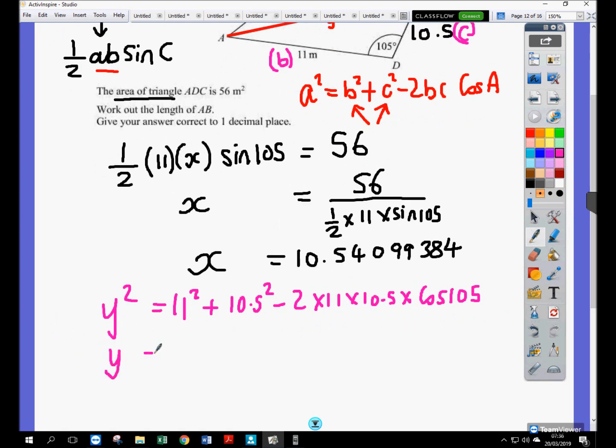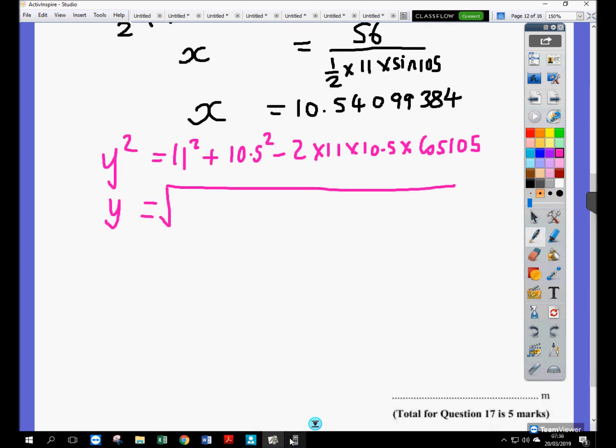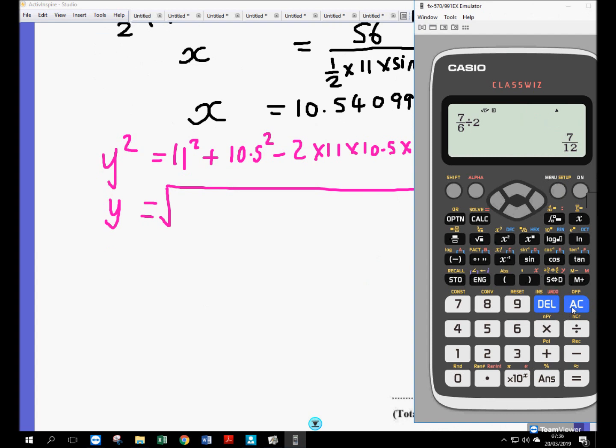If you want y, you have to square root this. So you write all of this in one very big square root. Now, let's have a look. Let's type in that decimal from before, 10.54099.384. Okay. What I'm going to do is use the ANS button.